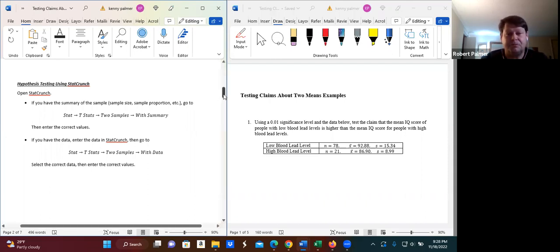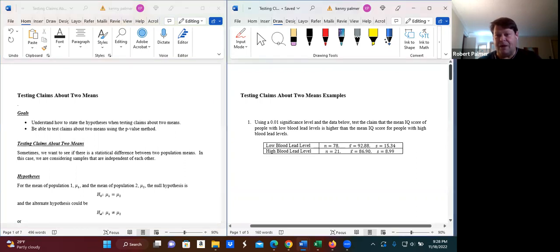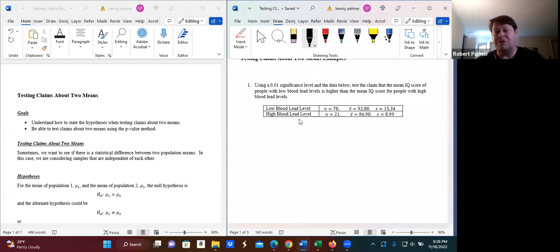So let's take a look over on the right at our first example. It says, using a 0.01 significance level and the data below, test the claim that the mean IQ score of people with low blood lead levels is higher than the mean IQ score of people with high blood lead levels. Okay, so we're given our summary in this nice table. Something else we just mentioned is that our significance level, or alpha, is 0.01. And then let's think about our hypotheses.